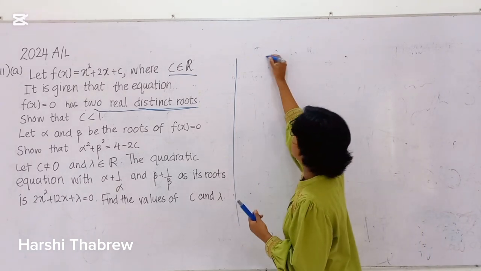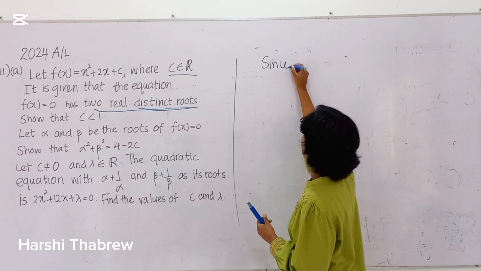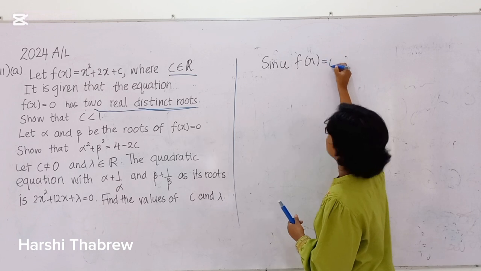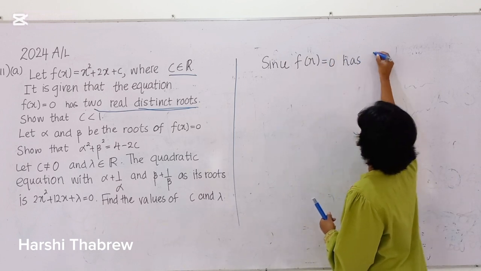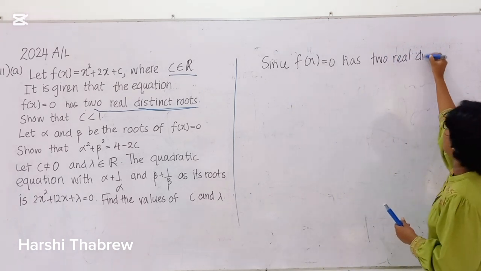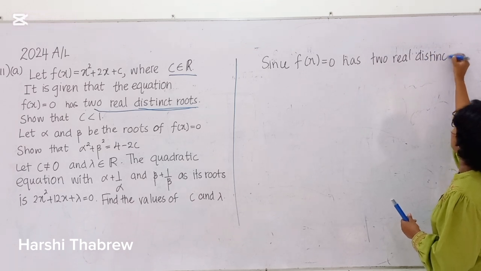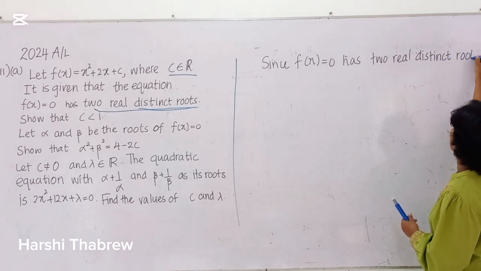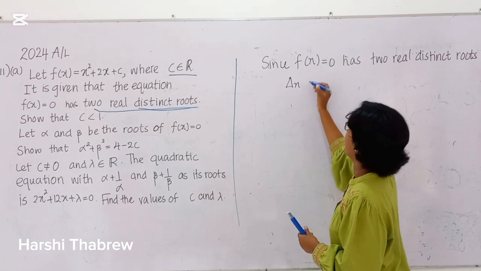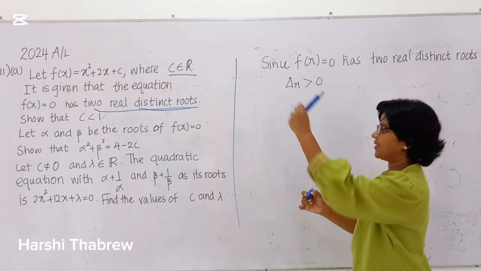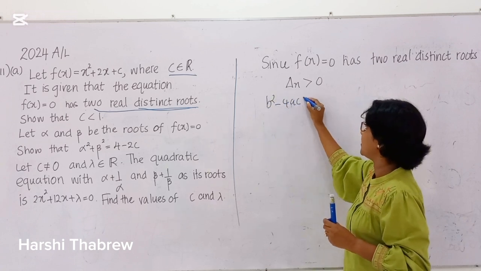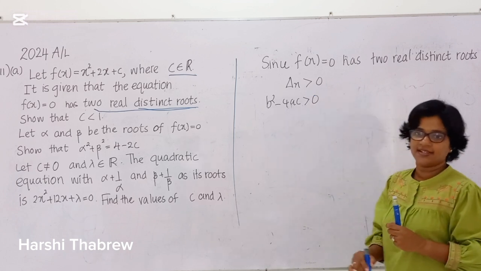Since f(x) equals 0 has two real distinct roots, the discriminant delta is greater than 0. What is delta? It's b squared minus 4ac. It should be greater than 0.